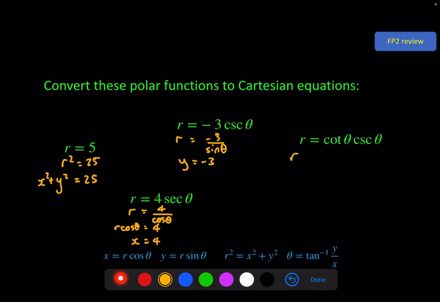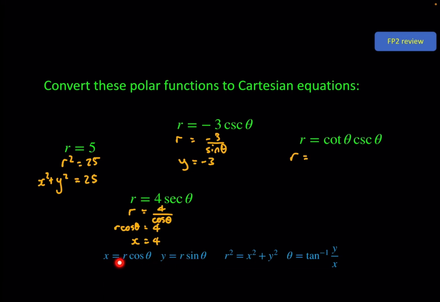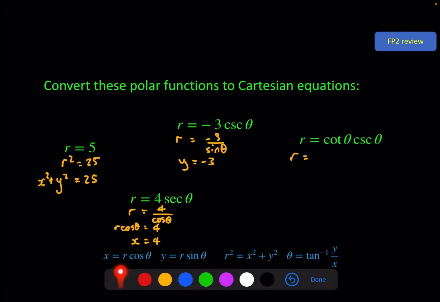Over here, a similar idea again, put it into sines and cosines so that we can get one of these or both of these, and then we can convert these into x and y respectively. So cot theta, that's cosine theta over sine theta. Cosecant, so there's another sine theta on the bottom there. Take both of these sines on the other side. So we've got r sine squared theta equals cos theta.